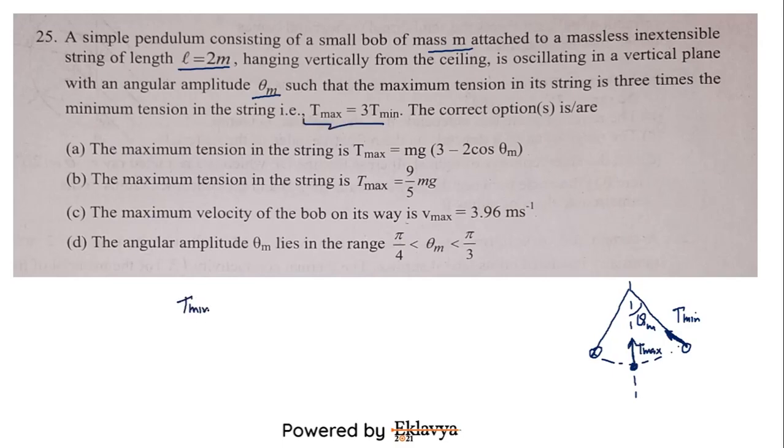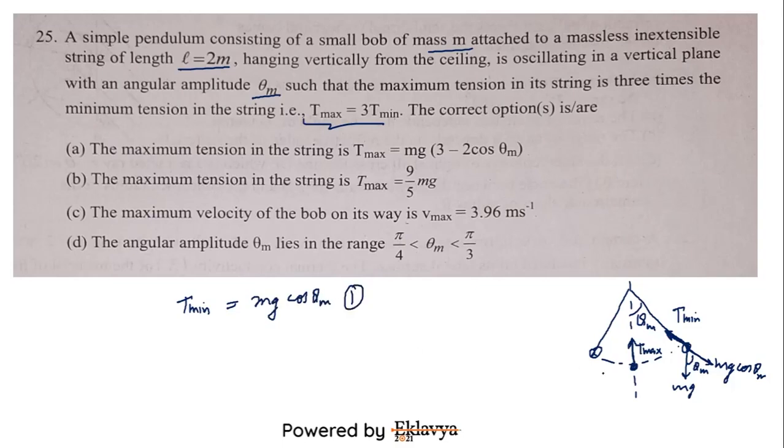So minimum tension will be equal to the component of gravity in this direction. So this angle will be theta m, so this is mg, so it's going to be mg cos theta m. At this position, there is no velocity, so there is no radial acceleration, so the forces in the radial direction will balance each other. So we can say it is mg into cos of theta m.